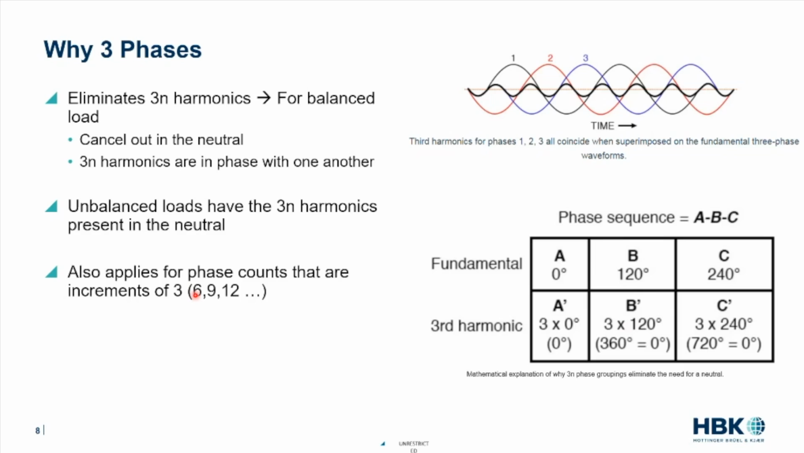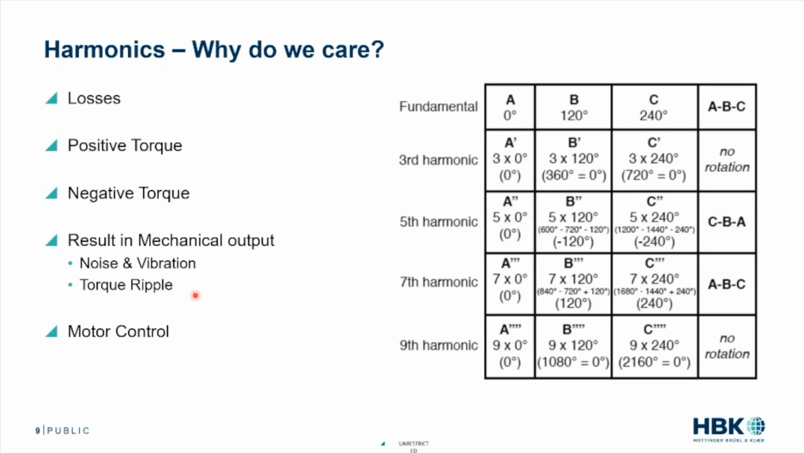So we've eliminated the even harmonics. We've eliminated the triplen harmonics. But I haven't actually gotten to why we care about harmonics. And we'll get into more, but we have to start somewhere. So a couple of the reasons are we have losses that are associated with harmonics. We have reactive power that's associated with harmonics. We have positive and negative torque. And if we look at our fundamental, and I go back to this chart, our fundamental is 0, 120, 240.